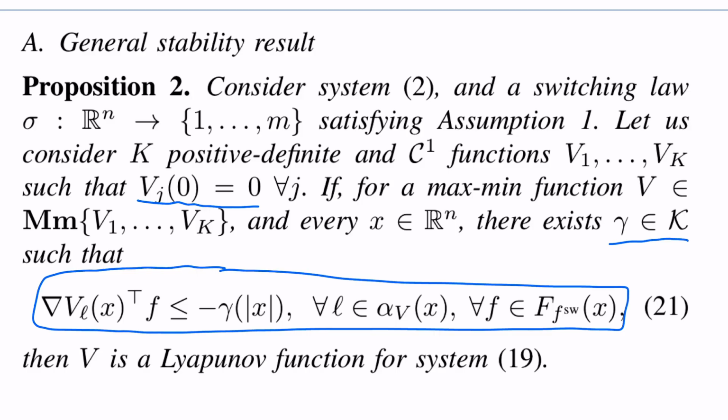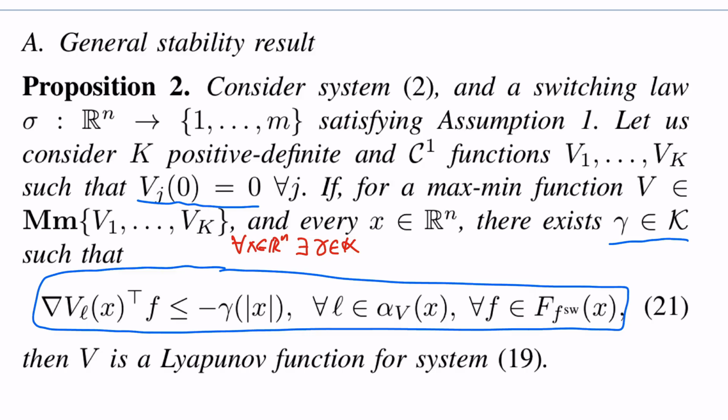All right. If for a given v whose structure is known to us, and every x, there exists a gamma of class K function. If we have that condition satisfied, then v is a Lyapunov function.